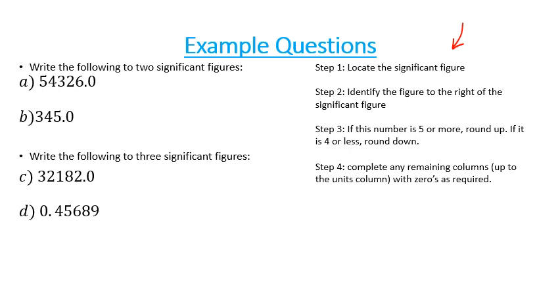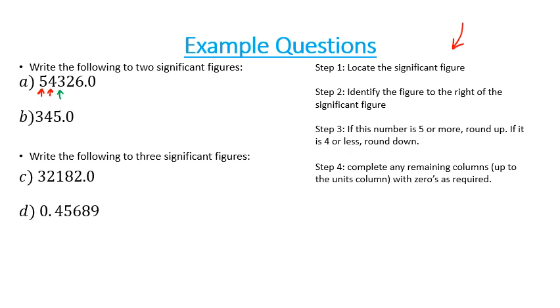So it says in question 1, write the following to two significant figures. So we're going to have a number at the end which has two digits that are not zeros. If we follow our steps, it says first we need to locate the significant figures. Well, we've got 1 here, because that's not a 0, and we've got 1 there. So there are two significant figures. The next step is to identify the figure that's just after, or to the right of, the significant figures. In this case, it's the 3.